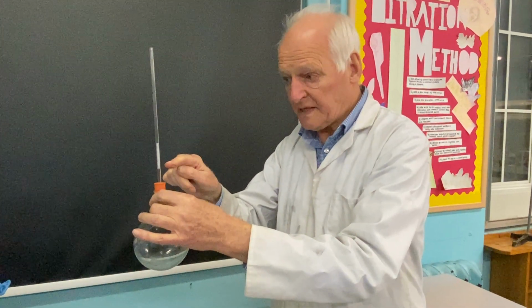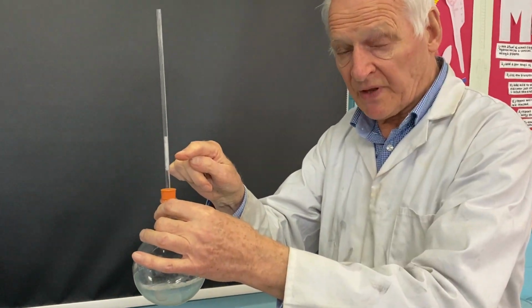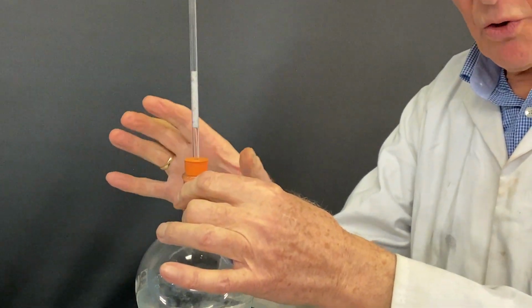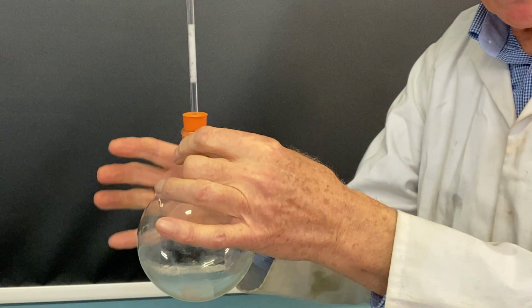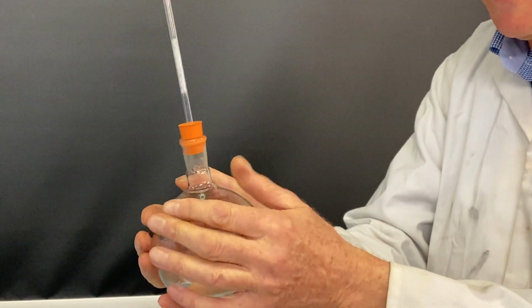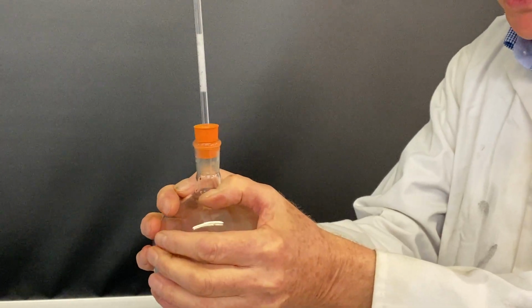Can you see these bubbles in this tube here? And can you see this flask here, which is full of air? Watch carefully what happens when I put my hands around the flask. Watch the bubbles carefully. I'm now warming the flask up.